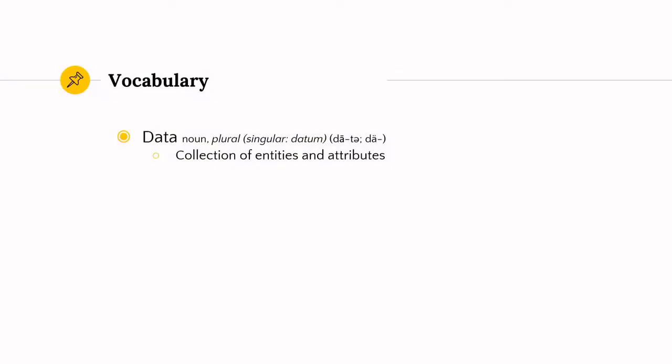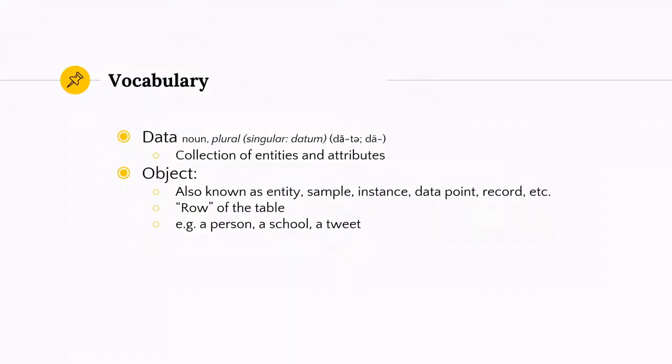So what is data, first of all? Data is simply a collection of entities and attributes. Entities and attributes are the terms for basically the rows and columns of a table. A row of the table is also called an object, or sometimes, depending on the context or the authors, people call it an entity, sample, instance, data point, or record. Those are all synonyms of a row of a data table.